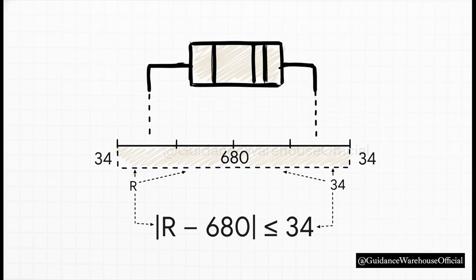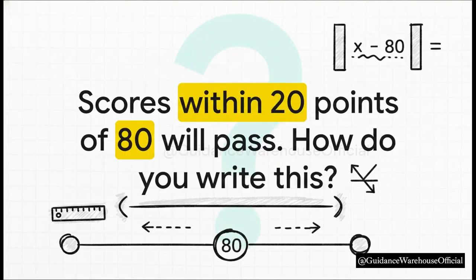We can write that whole idea down with this one beautiful, concise statement. This literally reads, the distance between the actual resistance, R, and the perfect value, 680, must be less than or equal to 34. How cool is that? Okay, let's try one more. A more familiar situation. Let's say to pass a test, you have to score within 20 points of 80. How would you translate that phrase into absolute value notation? Think about the main idea we keep coming back to. It's all about distance.